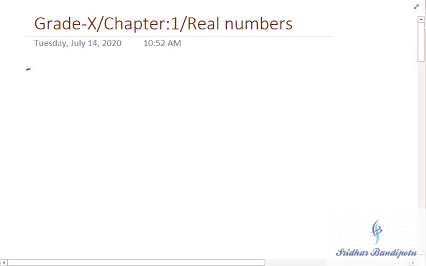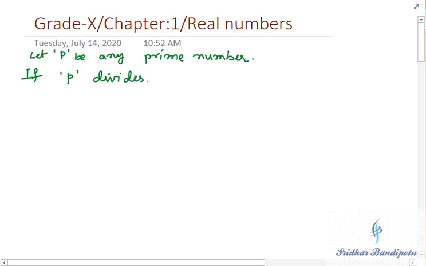If p divides a square, where p is any prime number, then p divides a, where a is any positive integer.